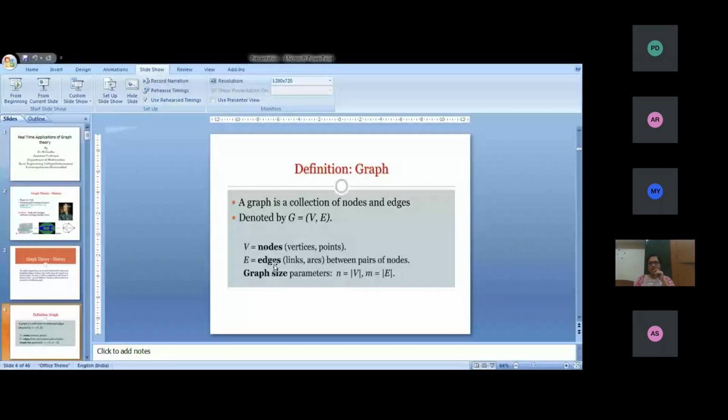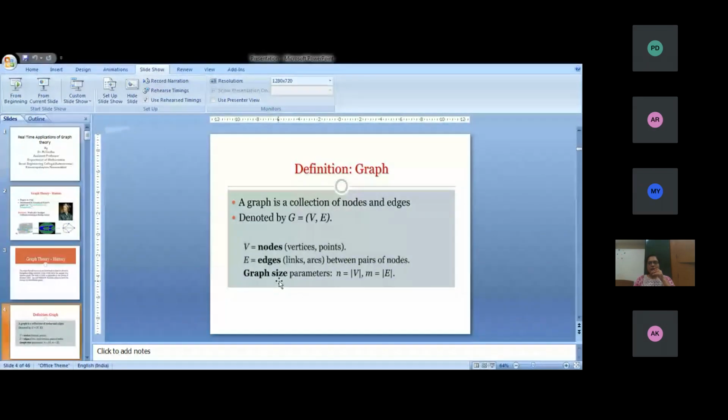First we'll see the definition of a graph. A graph has nodes and edges. Nodes, which we also call vertices, can be denoted as nodes here. So nodes and edges. We simply write G = (V, E). V means nodes or vertices or points. E means edges, that is links or arcs, the lines joining the vertices, between pairs of nodes.